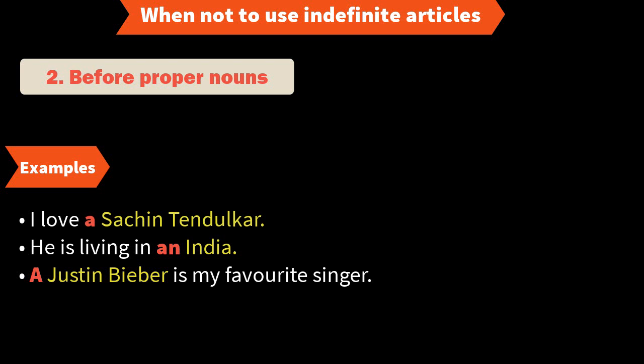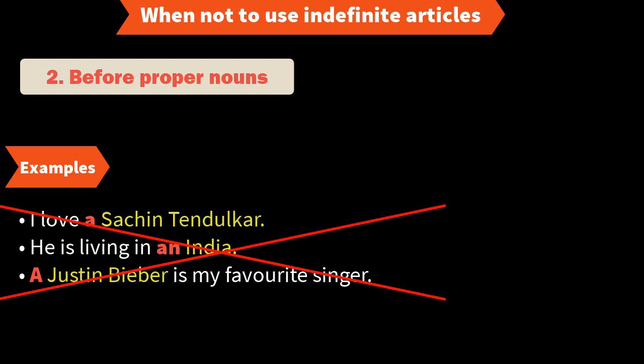I cannot say he's living in an India. That's crazy. It sounds crazy. Okay. Similarly, I cannot say a Justin Bieber is my favorite singer. All these nouns, Sachin Tendulkar, India, Justin Bieber, and all the proper nouns, noun names that are specific, that are proper, that have already been identified, we cannot use indefinite articles before them. Simple. I hope you can understand that.